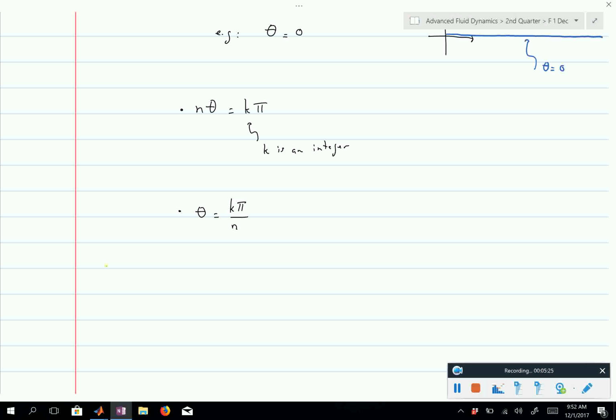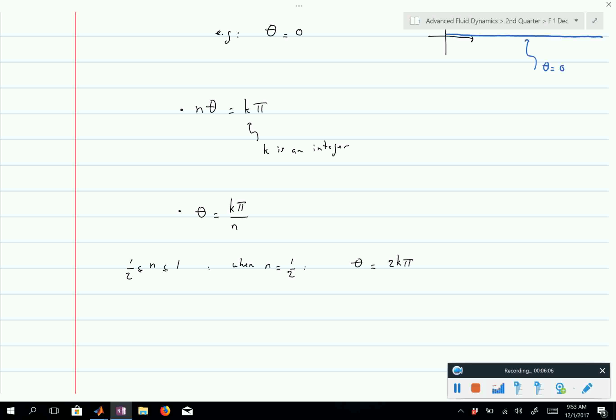But let's say that we have n. If n is between 1/2 and 1, what we'll do is just limit and see what happens when n is equal to 1, and what happens when n is equal to 1/2. So when n is equal to 1/2, then my streamlines are when theta is equal to 2k pi, right?